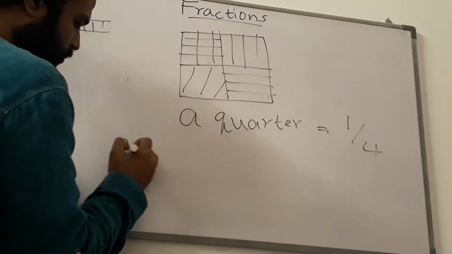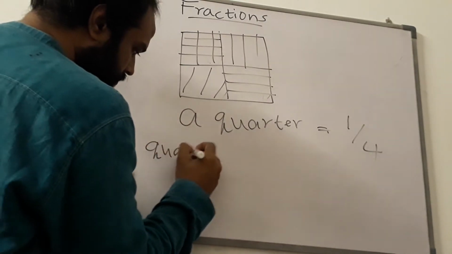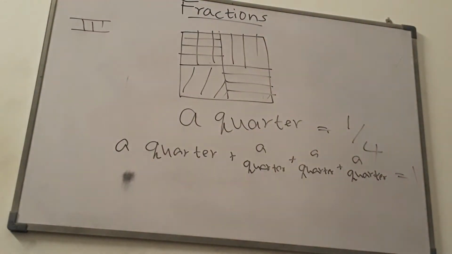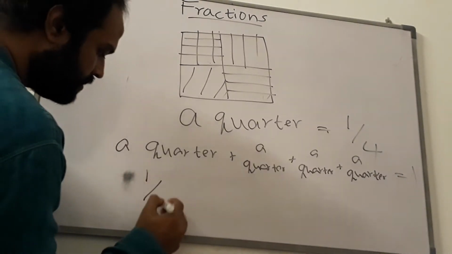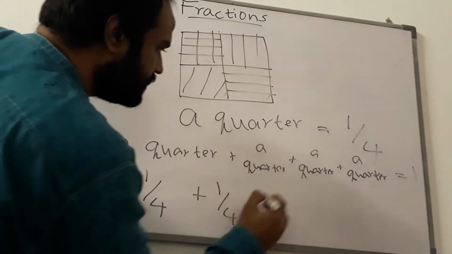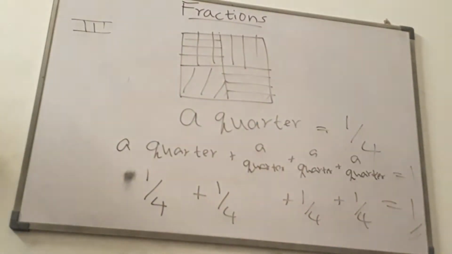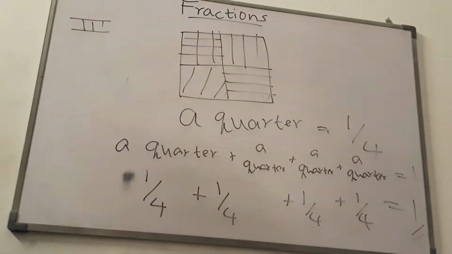So we can say a quarter plus a quarter plus a quarter plus the final quarter together is one complete whole. That means 1/4 plus 1/4 plus 1/4 plus 1/4 all together it gives you a complete whole. Complete whole, or 4 1/4 means a complete whole.